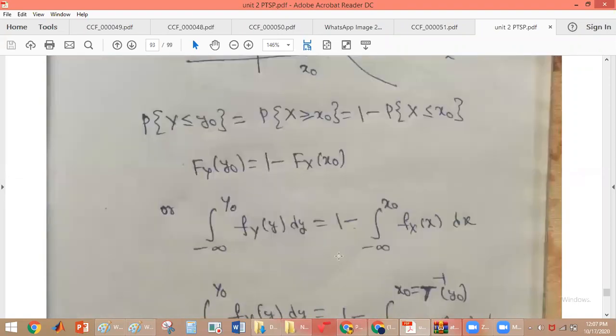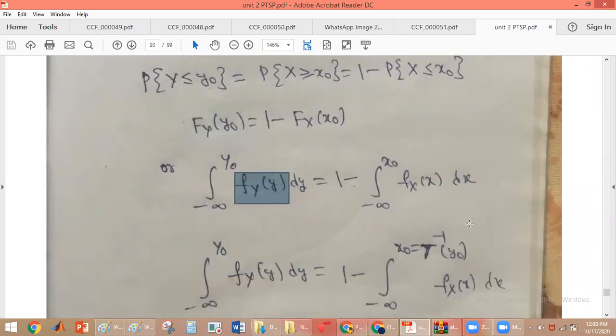Now we know the relation between the probability density function and the distribution function. The distribution function can be written as the integral from minus infinity to y naught of f_Y of y dy, which is the integral of the density function f_Y of y. So it is equal to 1 minus the integral from minus infinity to x naught of f_X of x dx. Now, we have just discussed what x naught is. x naught is nothing but T inverse of y naught.